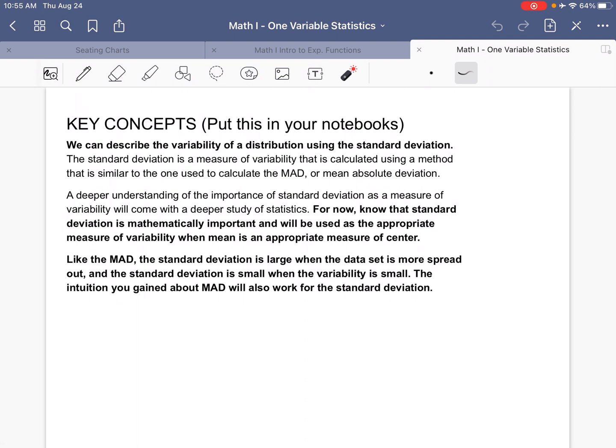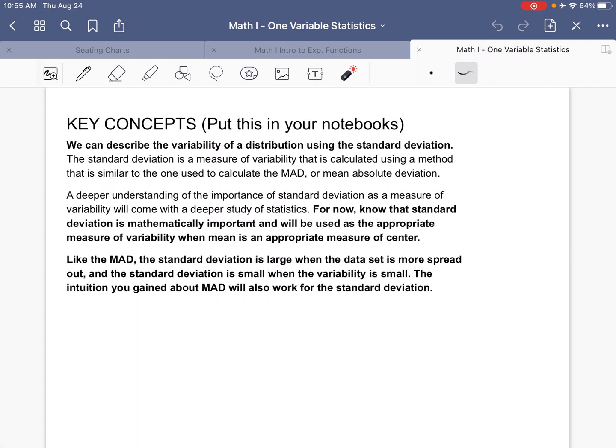So we've talked about MAD and IQR. Those are both measures of variability. Another measure of variability that we often use when we're dealing with statistics is called standard deviation. Standard deviation is a measure of variability. It's calculated using a method that's similar to the one that's used to calculate the MAD. But the math is a lot more complicated, and we don't really need to worry too much about how to calculate it because we also have technology tools that can do it for us.